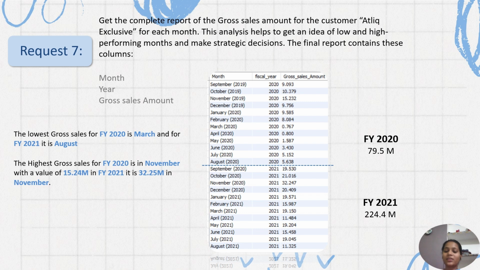For fiscal year 2020, the total gross sales amount is 79.5 million, and for fiscal year 2021, it is 224.4 million. If I talk about the highest gross sales, for fiscal year 2020 it is in November, with a value of 50.24 million. And in fiscal 2021, it is 32.25 million in November.